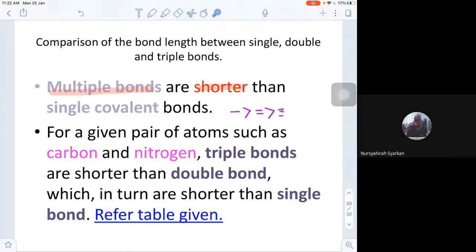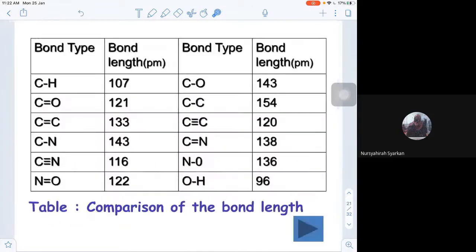As the example given here for carbon and nitrogen, triple bonds are shorter than double bonds, which in turn are shorter than single bonds. Look at the table. Look at the carbon: carbon single carbon here has a bond length of 154. Then carbon double carbon, the length is 133, and carbon triple carbon.